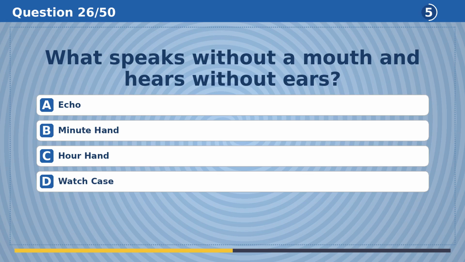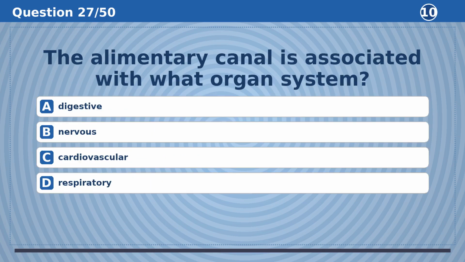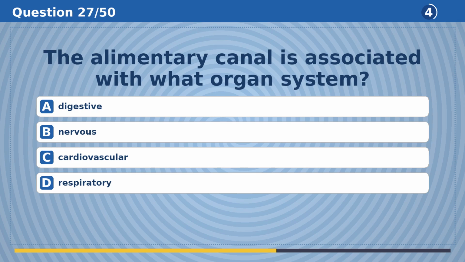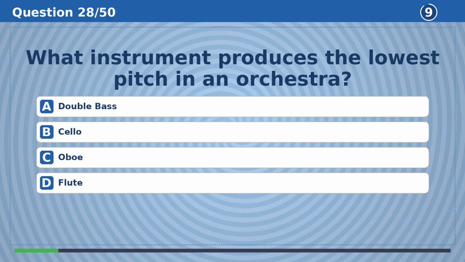What speaks without a mouth and hears without ears? The answer is A, Echo. The alimentary canal is associated with what organ system? The answer is A, Digestive.